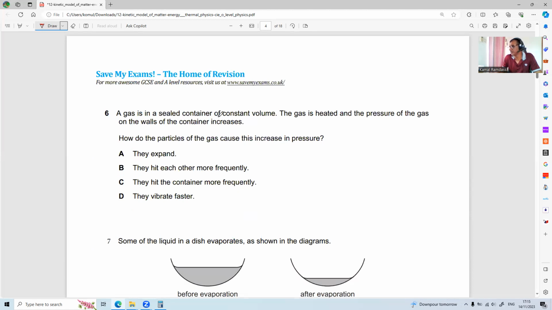A gas is in a sealed container of constant volume. Okay, the gas is heated and the pressure of the gas on the wall of the container increases. How do the particles of the gas cause this increase in pressure? They hit the container more frequently because they are moving at higher speed due to the increase in kinetic energy, due to the increase in the temperature. Okay, the gas is heated, et là, they hit more frequently, et là, the pressure will increase.